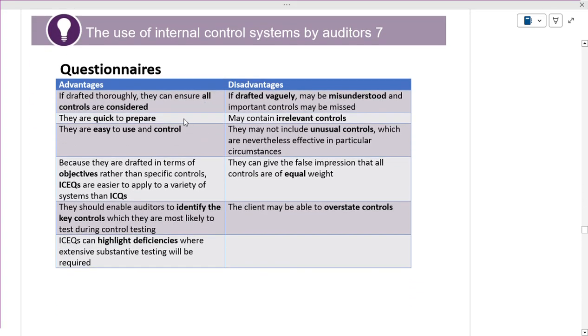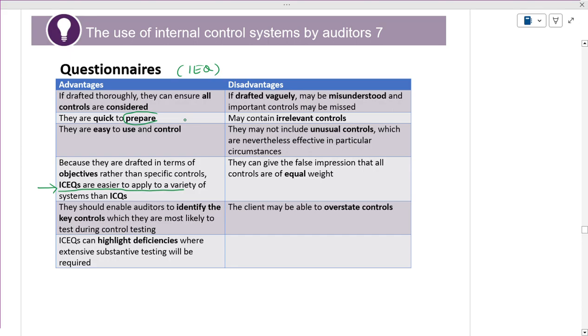Now, what it says: internal control evaluation questionnaires. If drafted thoroughly, they can ensure all controls are considered. You can prepare them very quickly. They are easy to use and control, because they are drafted in terms of objectives rather than specific controls. ICEQ are easier to apply to a variety of systems. They prefer internal control evaluation questionnaires.